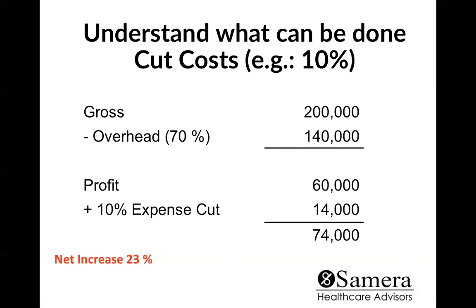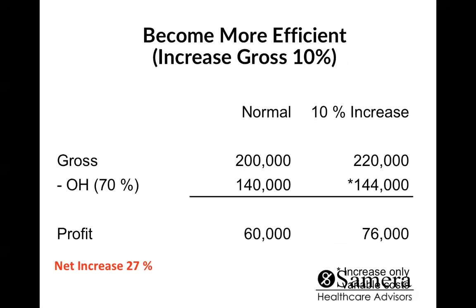There's a 10% expense cut. Let's say you save costs of 10%. Therefore, your profit is now 74k. Therefore, you've increased the profits from 60 to 74. That's a net increase of 23%, which isn't bad at all. The other way of increasing your profits is to become more efficient. So in this instance, you might increase your efficiency by 10%, so you generate another 20k. Your overheads increase to 144, because we're only increasing the variable costs. Therefore, your profits have risen from 60 to 76, a net increase of 27%.